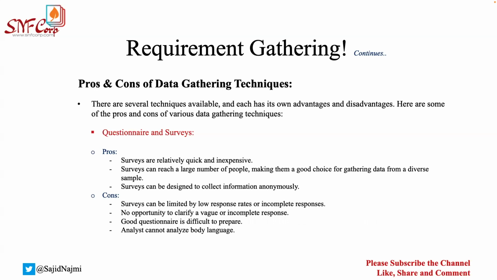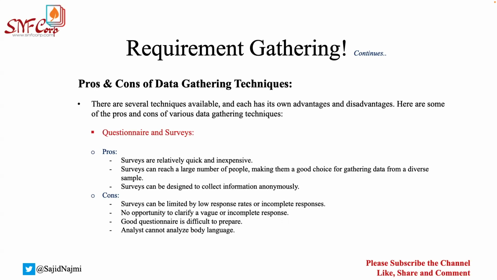Second, questionnaires and surveys. We use questionnaires and surveys when we have a large group of people spread in different locations. If the people are not sitting at one location, we cannot go ahead with other things. The only best option is to go for the questionnaire. So what are the pros? What are the benefits of using this technique?